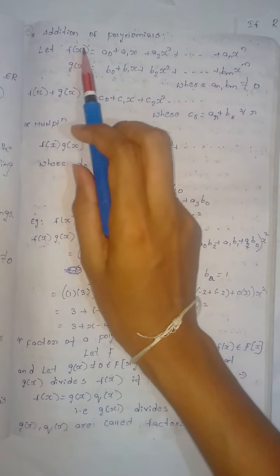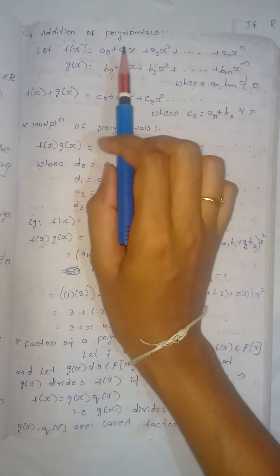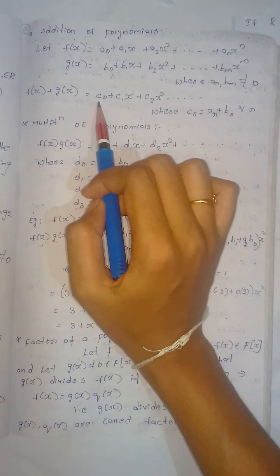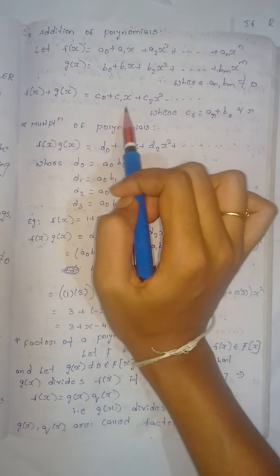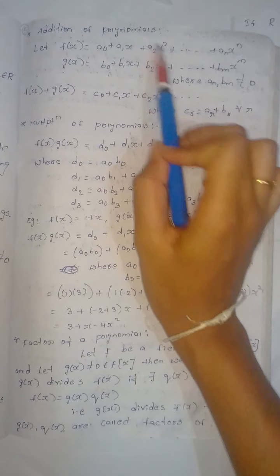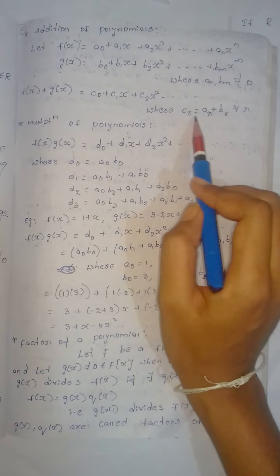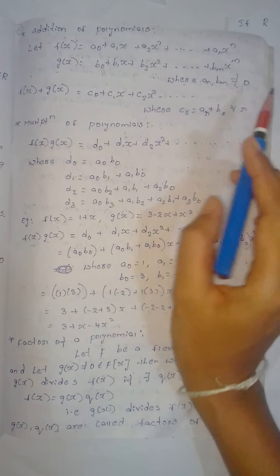Now addition means we are adding two polynomials, f of x plus g of x equals, how we will add: a naught plus b naught, which we consider as c naught, a1 plus b1 we consider as c1 into x, a2 plus b2 we consider as c2 x square. Here we used c_r equals a_r plus b_r, where r value starts from 0.